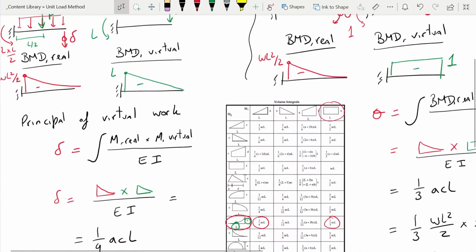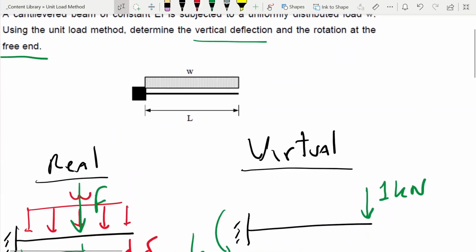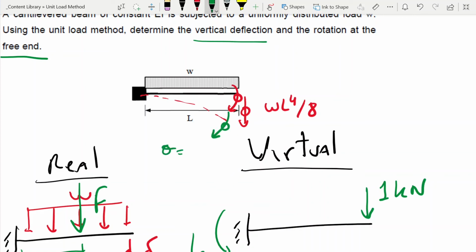So at the end of this problem, we figured out that no matter what the load W and the span L are, the displacement here is going to be WL to the 4 divided by 8. And this rotation, so when this loads, obviously this is going to do something that does this. So this rotation here, this angle, is going to be WL cubed divided by 6.